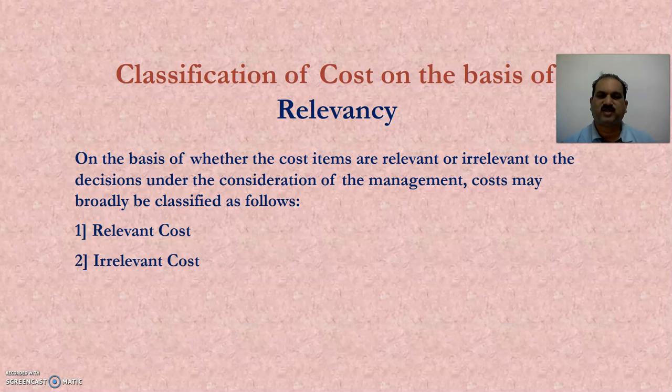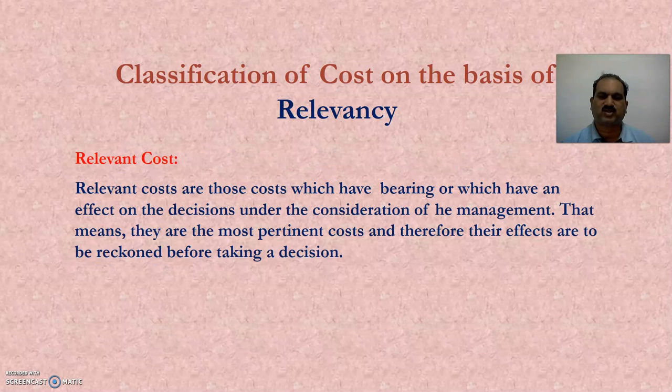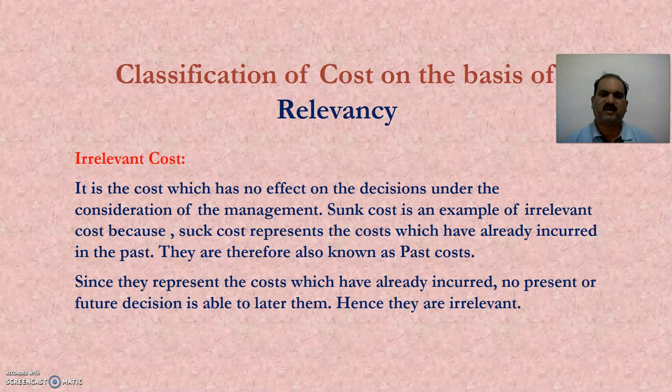On the basis of whether the cost items are relevant or irrelevant to the decisions under the consideration of management, cost may be broadly classified as relevant cost and irrelevant cost. Relevant cost. Relevant costs are those costs which have a bearing or which have an effect on the decisions under the consideration of management. This means they are the most prominent costs and therefore their effects are to be reckoned after taking a decision. And irrelevant cost.